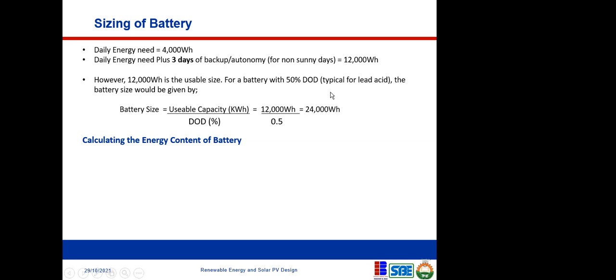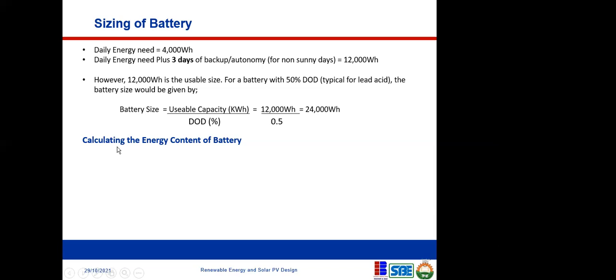So this is the battery size that you require to be able to deliver 12,000 watt hour of energy, taking into consideration that the sun may not be out for 3 days in certain situations. This is how you calculate the size of the battery of your system.